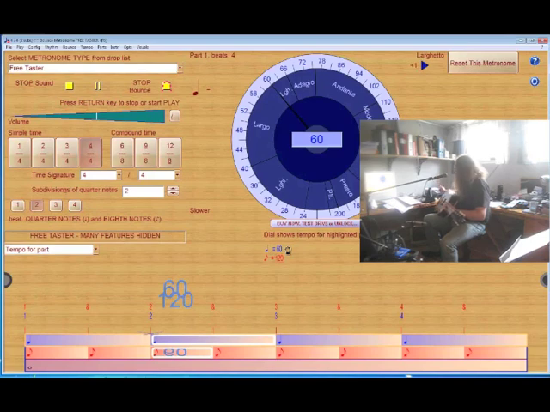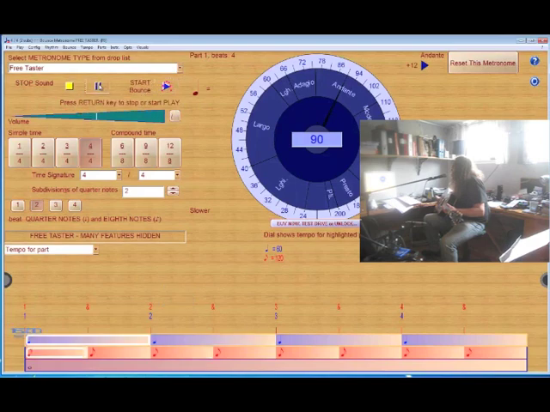So we can change that tempo, see how it sounds. Let's take it at 90. That's 90. I'll put this on 90 as well. With the quarter notes.